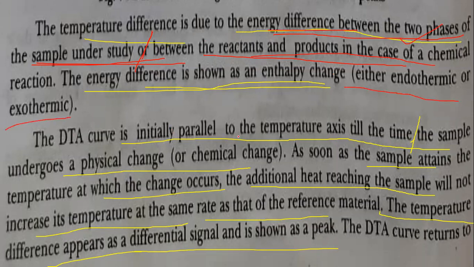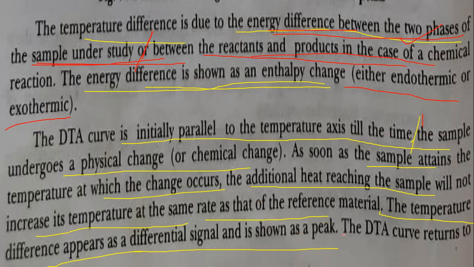So the DTA curve is initially parallel to the temperature axis till the time the sample undergoes a physical or chemical change. As soon as the sample attains the temperature at which some change occurs, the additional heat reaching the sample will not show an increase in temperature, but is utilized for the physical or chemical change. So even though you are providing heat at the same rate, the changes are happening there, hence there is no rise in temperature.